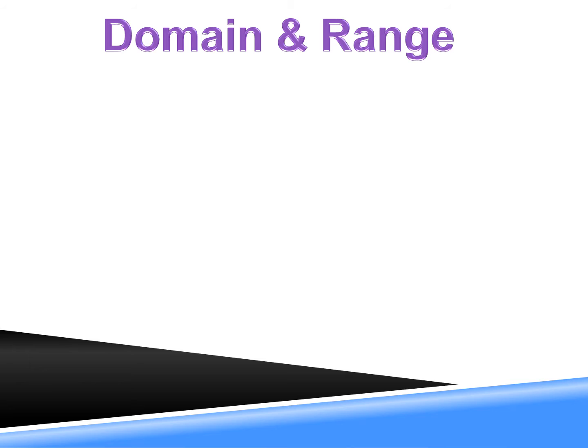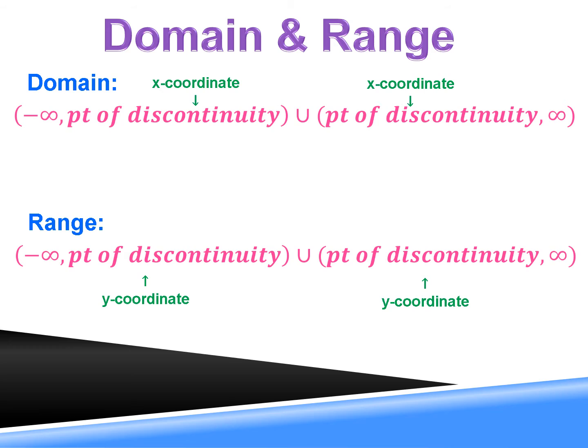Okay, let's look at how we write domain and range for our rational functions. You're going to see that it looks very familiar to how we wrote the domain and the range for our reciprocal functions, and that's because it is. If you remember, the domain of a reciprocal function was negative infinity to the vertical asymptote, union vertical asymptote to positive infinity. So it is basically the same notation. It's just that now, because we have holes, we can't say strictly that it's to the vertical asymptote. If it was a hole, instead of the vertical asymptote, it would be the x-coordinate of the hole. Same with the range.